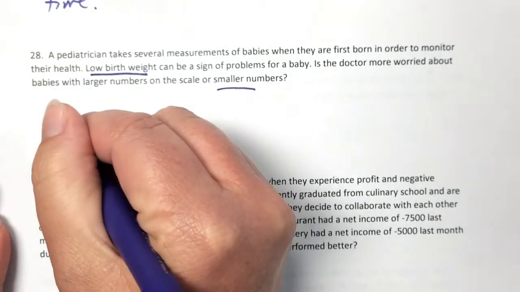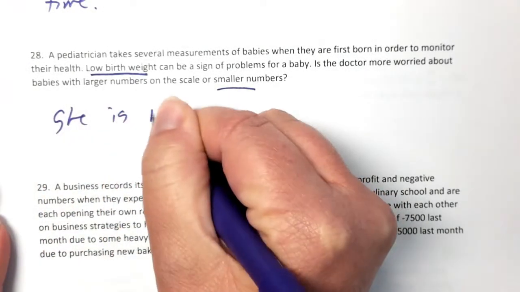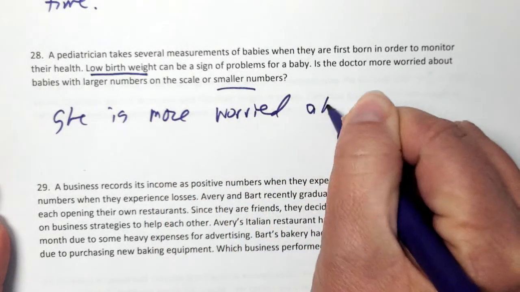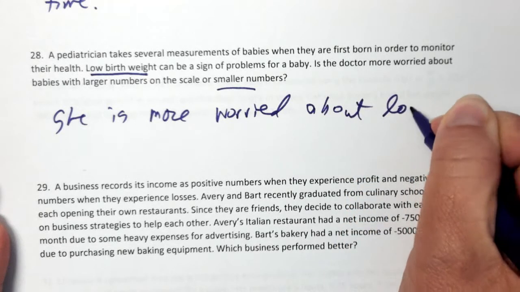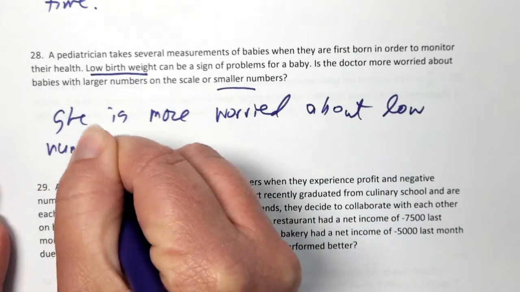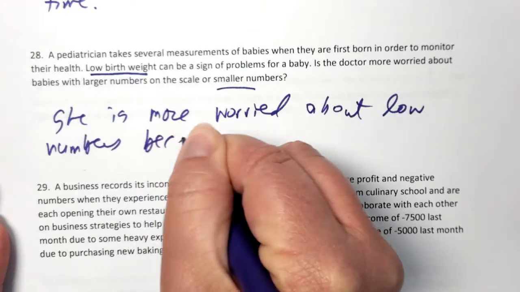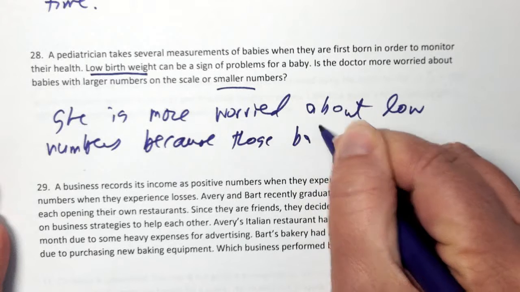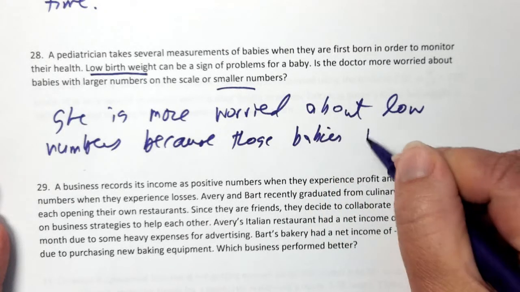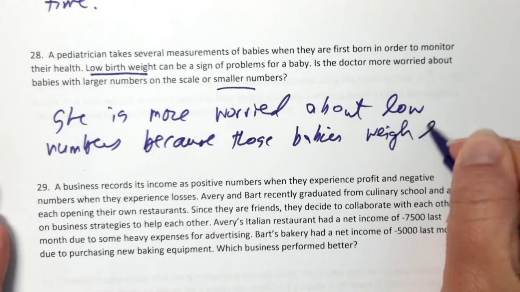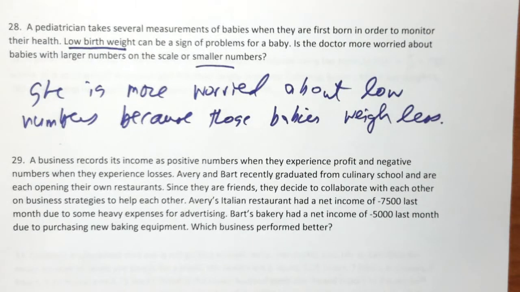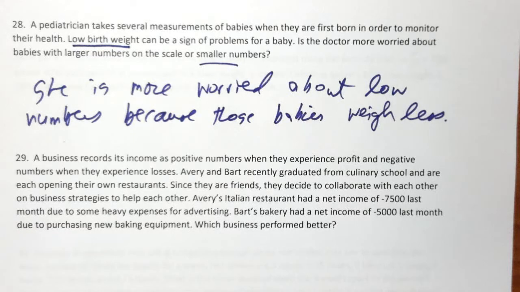Okay? So I'm going to say she is more worried about low numbers, because those babies weigh less. So if there was a baby that only weighed 3 or 4 pounds, that's a low number. That could be a sign that they have to really watch that baby and make sure they're okay.